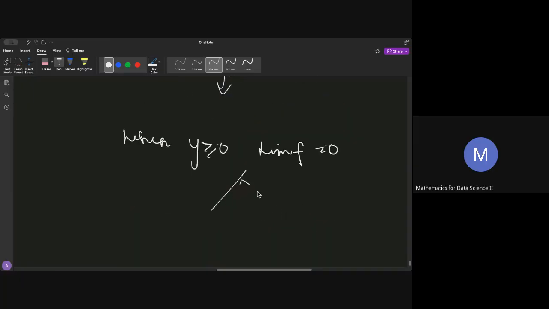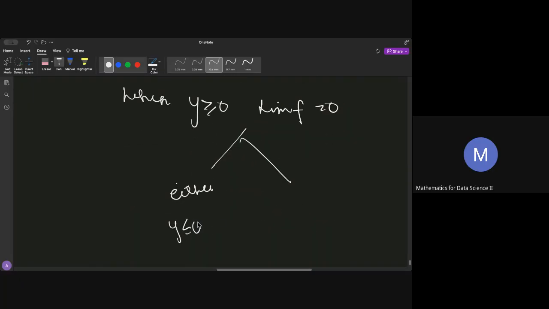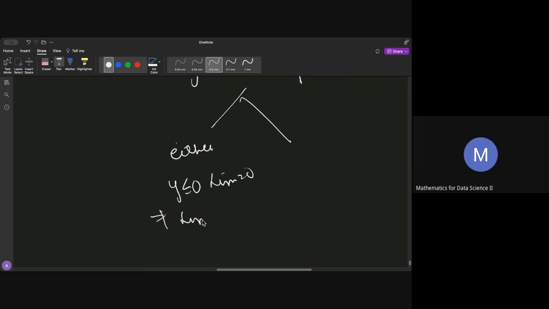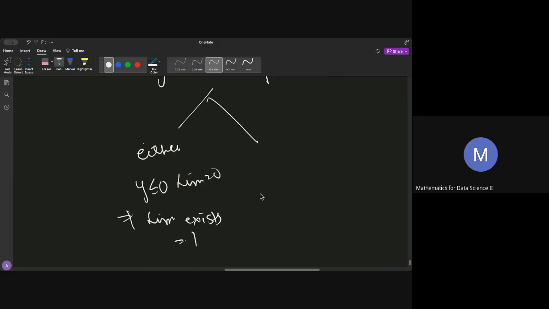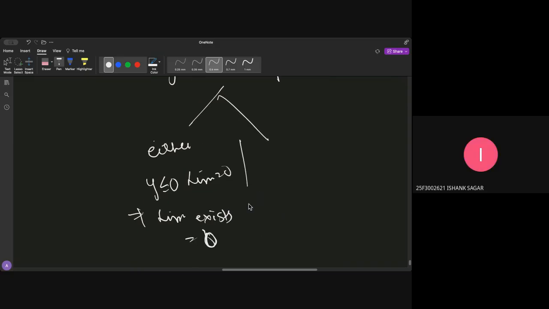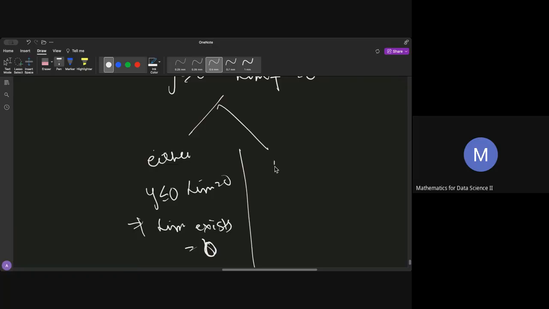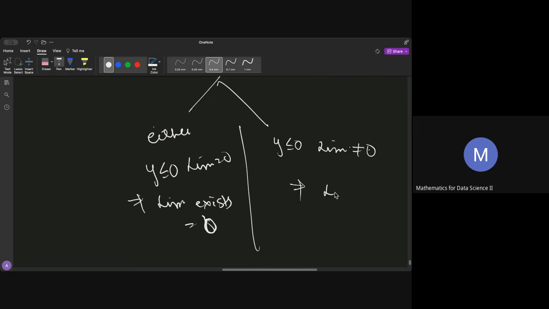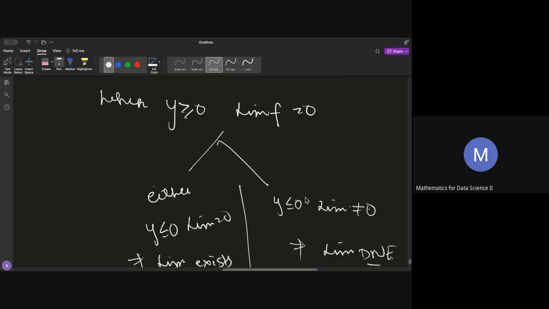Now, there are two cases. Either for y less than or equal to 0, the limit is equal to 0. That means the limit exists, right? And is equal to, sorry, 0. And the other case will be for y less than or equal to 0, the limit is different or does not exist. Let's say the limit is not equal to 0. This implies the limit does not exist. Now, if the limit does not exist, that means the function is not continuous.